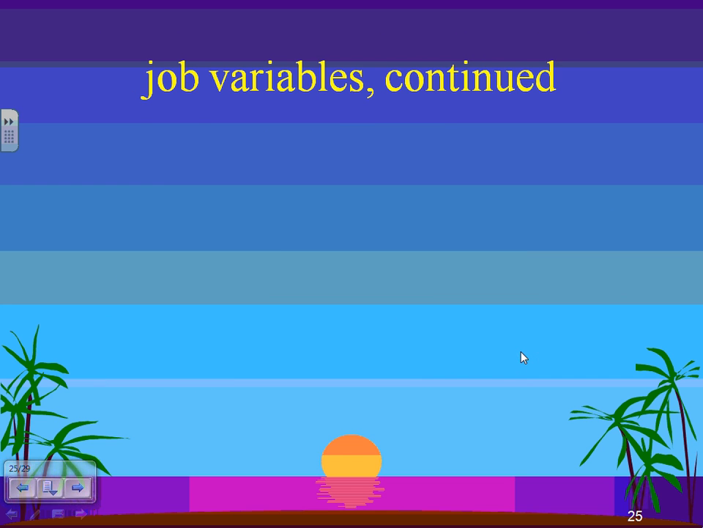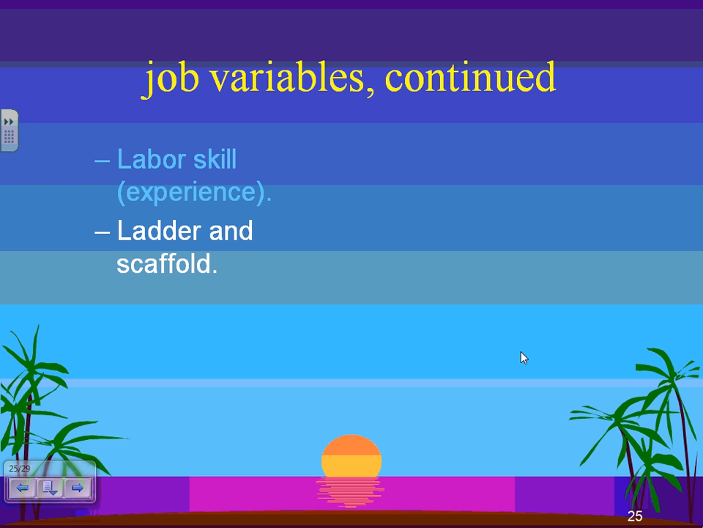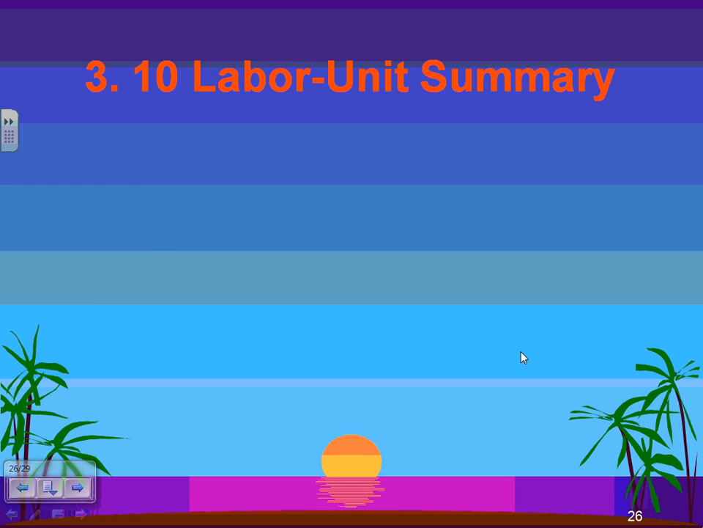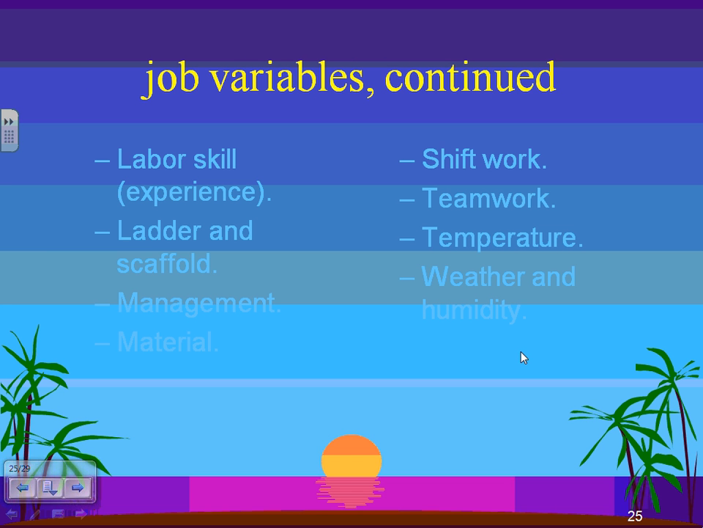So these are a few things that can affect labor: skills, the experience of the people who are working for you, ladders and scaffolds, management style, material, shift work, teamwork, temperature, weather, humidity. You guys go read them on your own. All these can affect one way or another your labor unit. For example, I want to pick one on page 39, in the middle left side of page 39.